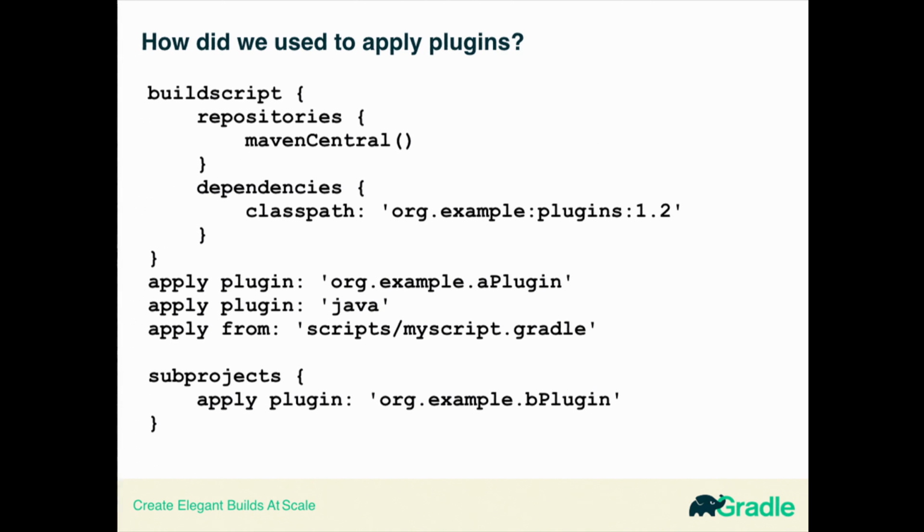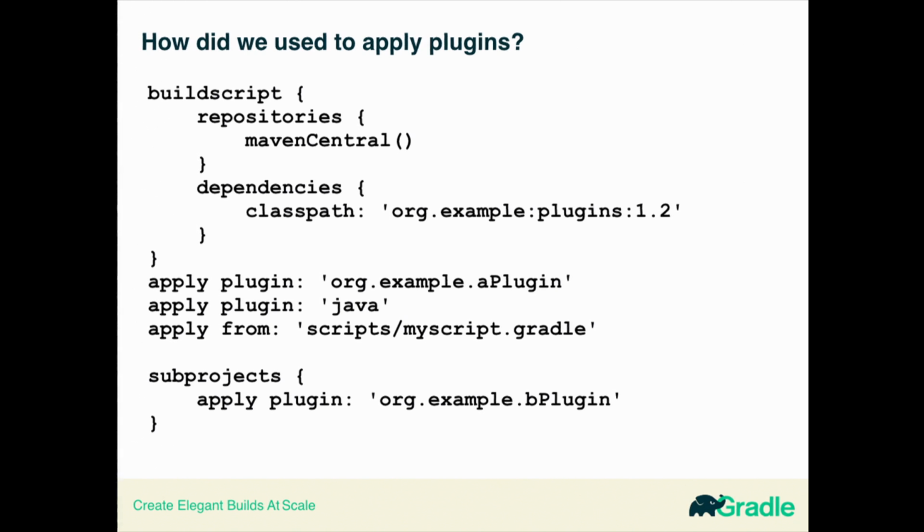The second apply plugin is for a core plugin, Java. So those are always available on the class path of the script. You just have to apply it by ID, and it is materialized. Apply from scripts, myscript.gradle is just a relative path to where you have a script plugin defined, and you're, again, going to apply it to the target that is this project.